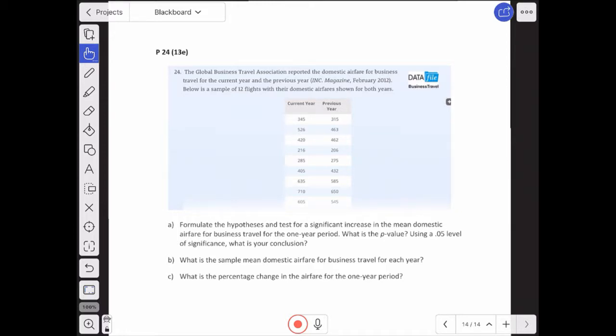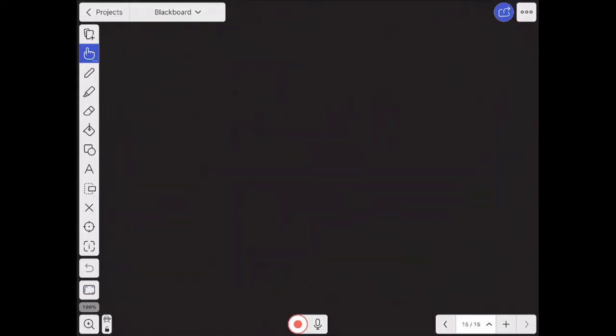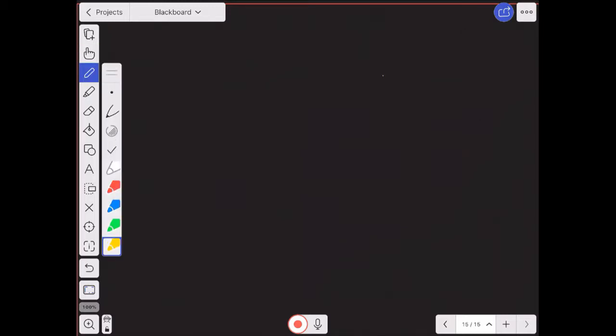So I'm going to come from the new screen, and we want to formulate the hypothesis. Now remember that they are hypothesizing that the fares have increased. So I'm going to let one of them be the before and one be the after. So one will be before, and I'm going to let two be after.